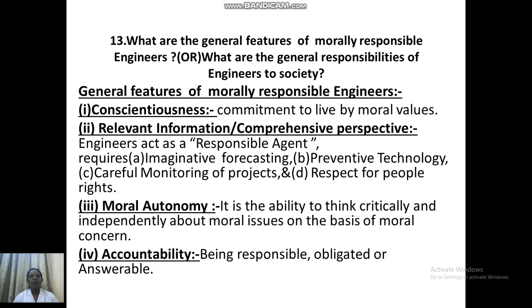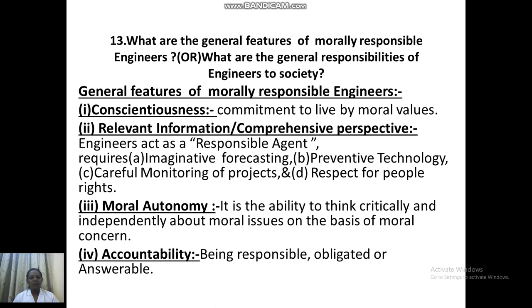13th question. What are the general features of morally responsible engineers? Or what are the general responsibilities of engineers to society? They are conscientiousness, that is commitment to live by moral values, relevant information or comprehensive perspective. Engineers acting as responsible agents requires imaginative forecasting, preventive technology, careful monitoring of projects and respect for people's rights.